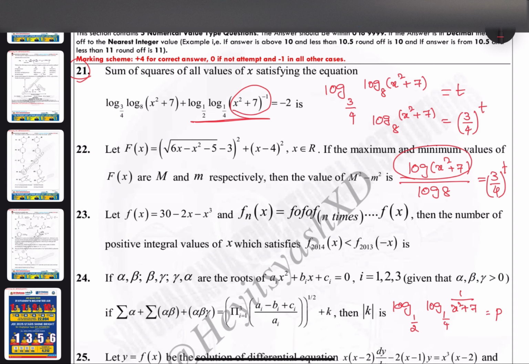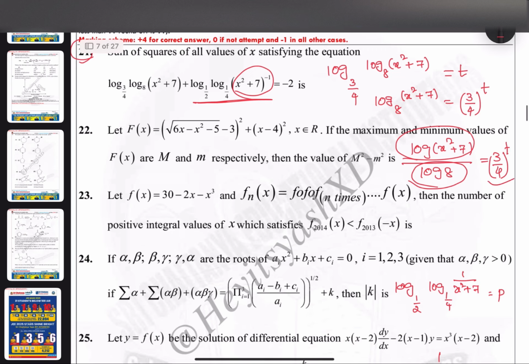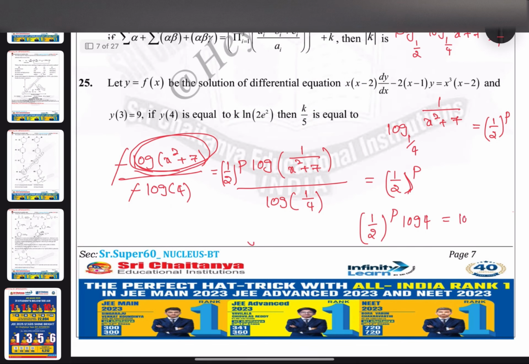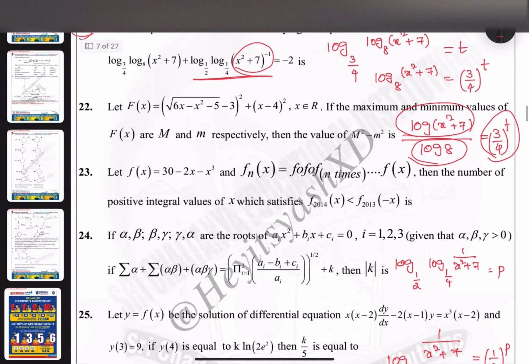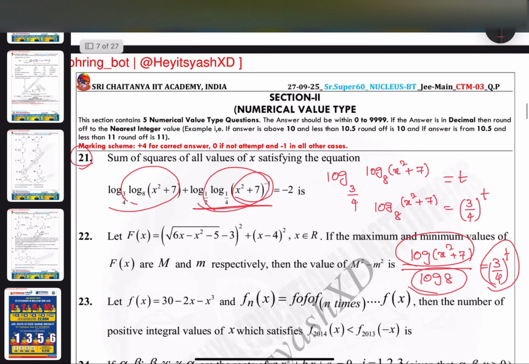So log x square plus 7 from here is 1 by 2 whole power p multiplied by log 4. So this is equal to log 8 multiplied by 3 by 4 whole power t. Now, what do we have to find out? It is given in the question that t plus p is equal to minus 2.